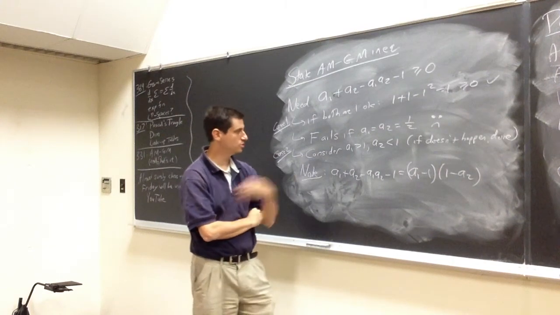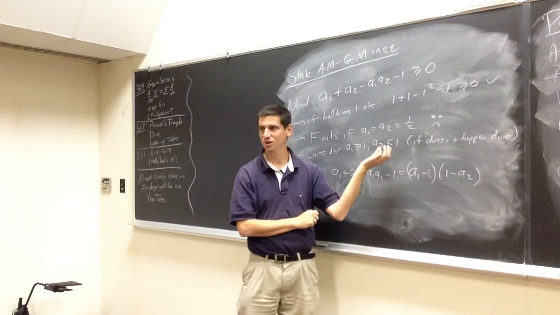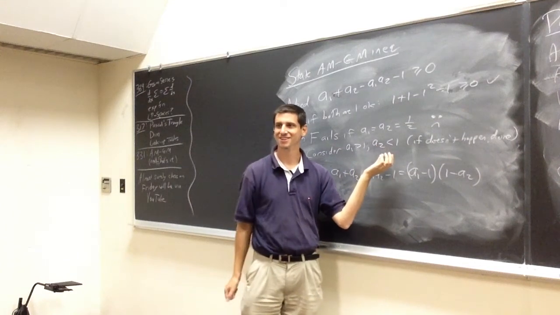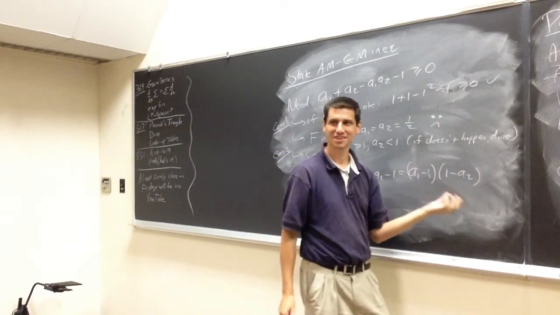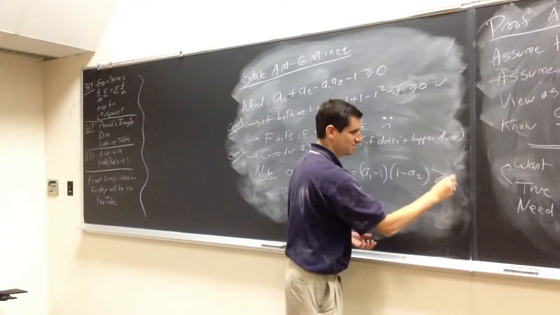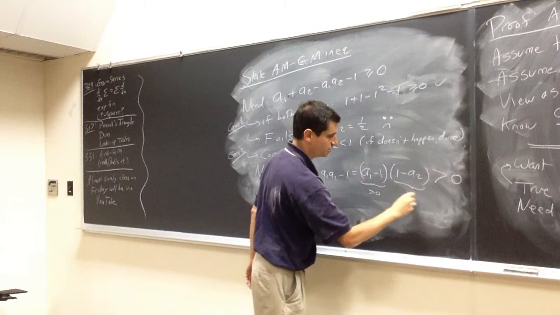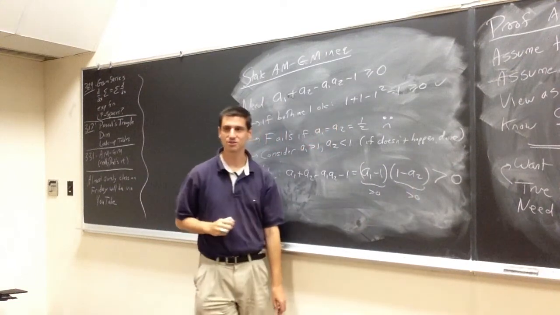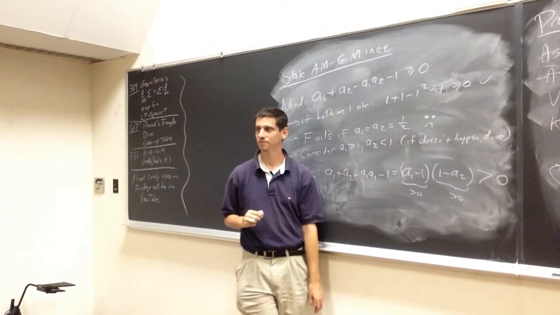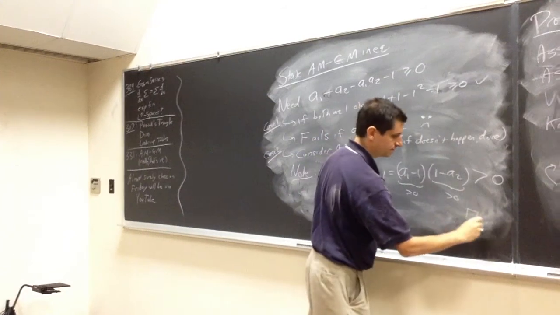So we know a1 is greater than 1. We know a2 is less than 1 and positive. It's more than 0, right? This is greater than 0. This is greater than 0. The product of things greater than 0 is greater than 0. And that finishes the proof.